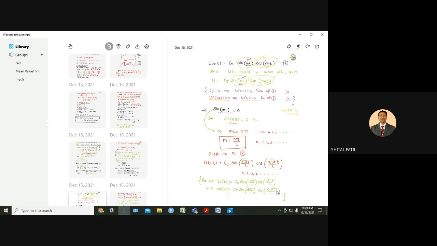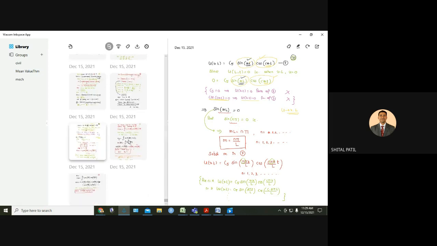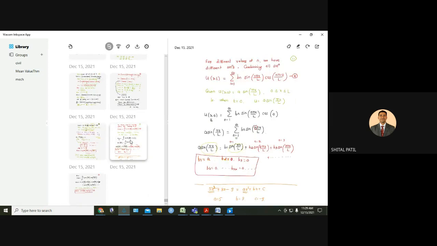So mathematically we have to consider a combination of all of these. That is u of x,t equal to u1 plus u2 plus u3. That I have written on the next page: u of x,t equal to summation. Instead of c5 only bn is written. That is the only change. Sin of n pi x divided by L, cos of n pi ct divided by L.